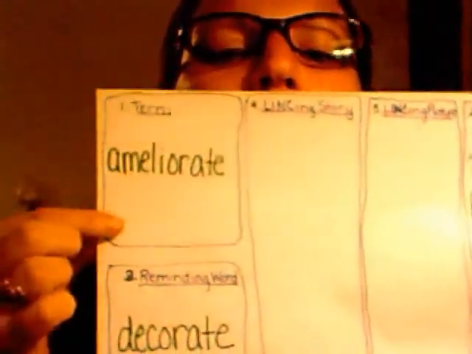So, on my form, ameliorate, the definition. So, with the linking story, what you want to do is take the term, the definition, and the reminding word and see if you can come up with a story that will help you remember the definition. Ameliorate. Well, I have a friend named Amelia. Maybe I can use her in my story. All right, so maybe I want to say, my friend Amelia makes things better by decorating. So I'm going to record that in my linking story.